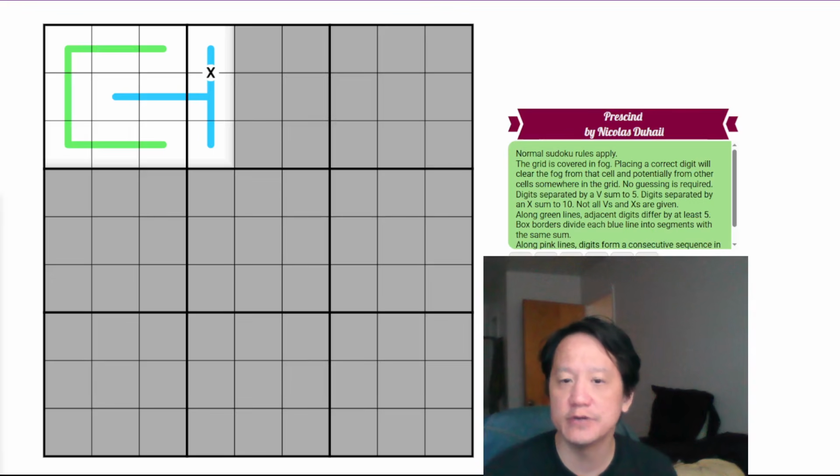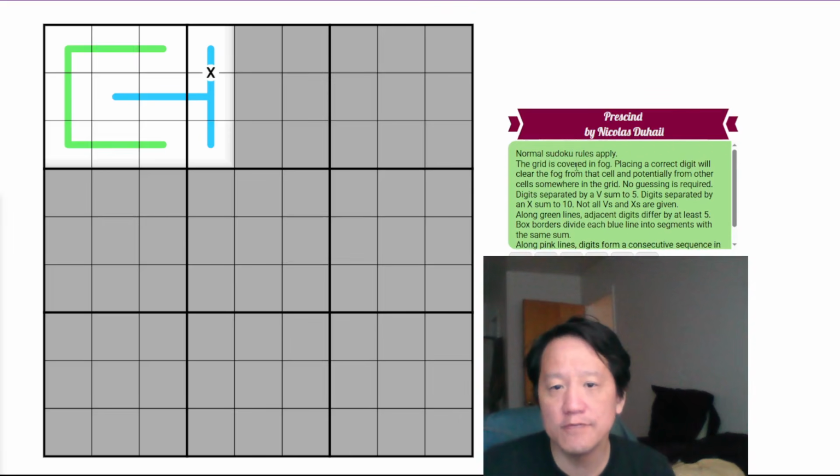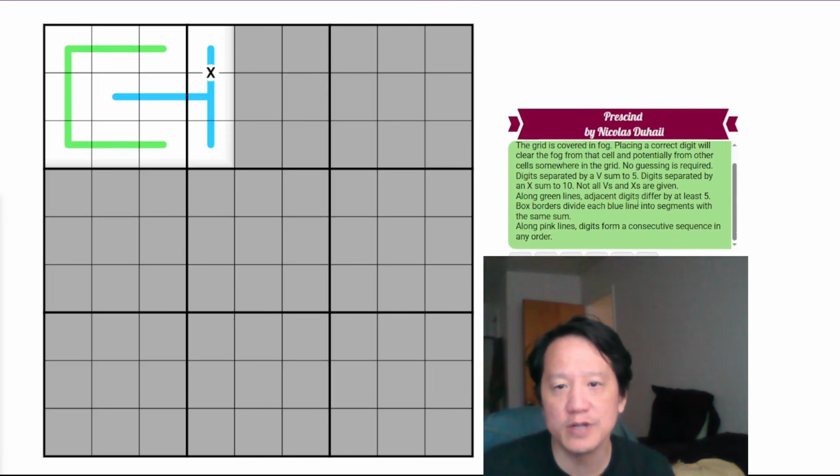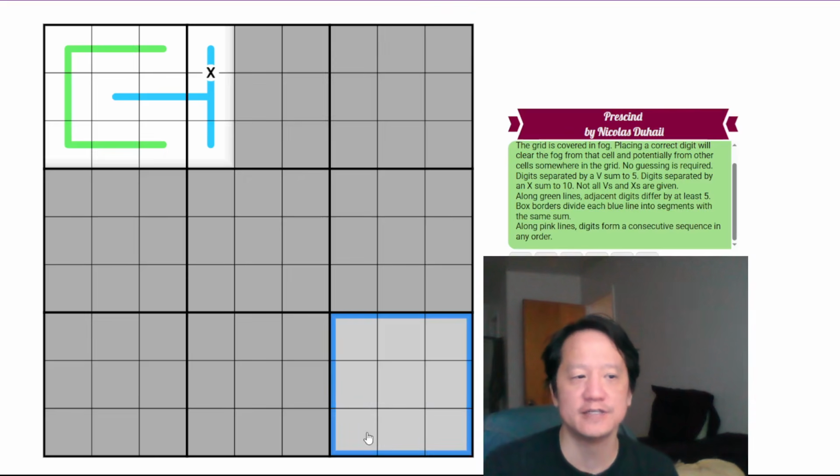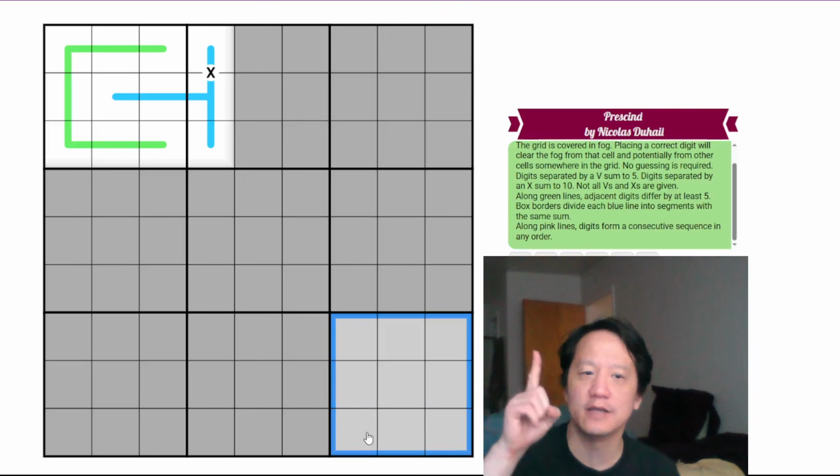and we break it down in detail so that you can learn how to Sudoku. Today's very easy puzzle is called Prescind by Nicholas Duhale, and here are the rules. Normal Sudoku rules apply, which means in every cell in the grid, place a single digit such that every row, column, and designated 9-cell region contains the digits 1 through 9 exactly once each.